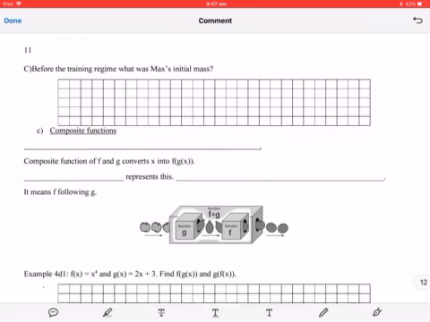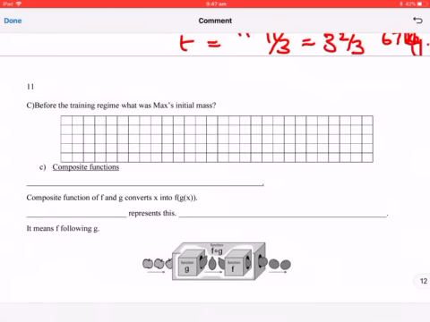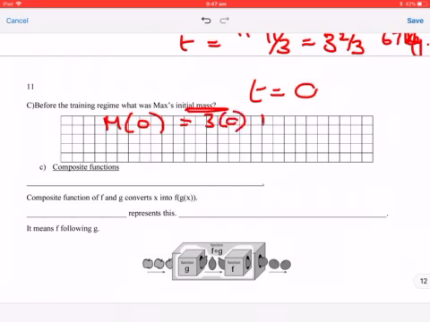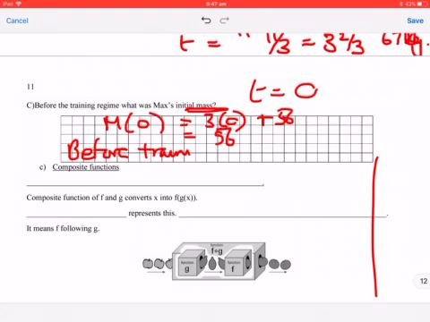And the final bit is, before the training regime, what was Max's initial mass? If they ever ask you about initial, it's meaning when T equals 0. So all we have to do is find M of 0. So that's going to be 3 times 0 plus 56. So 3 times 0 is 0, so it's going to equal 56. That's right, isn't it? Pretty sure it was 56. So before training, his mass was 56 kilograms. That's all that is saying. Alright.